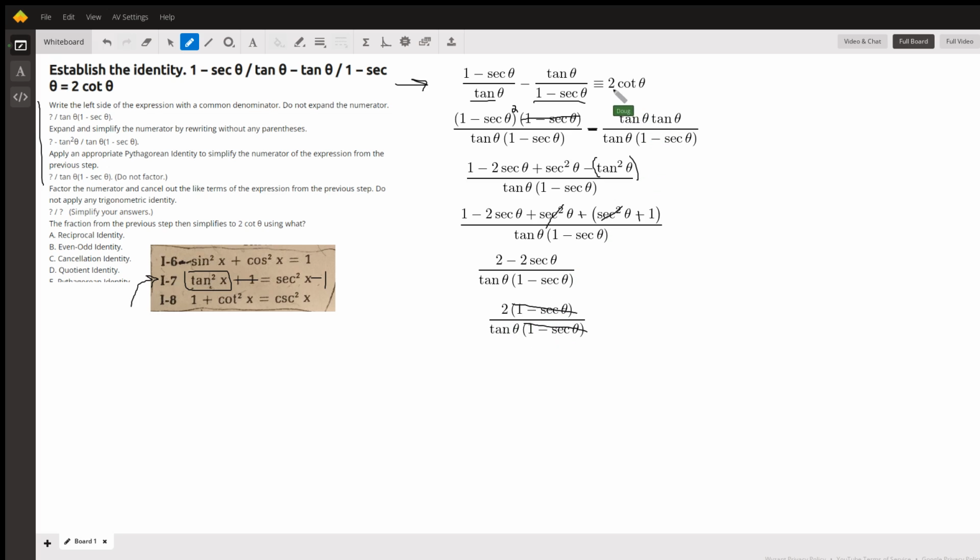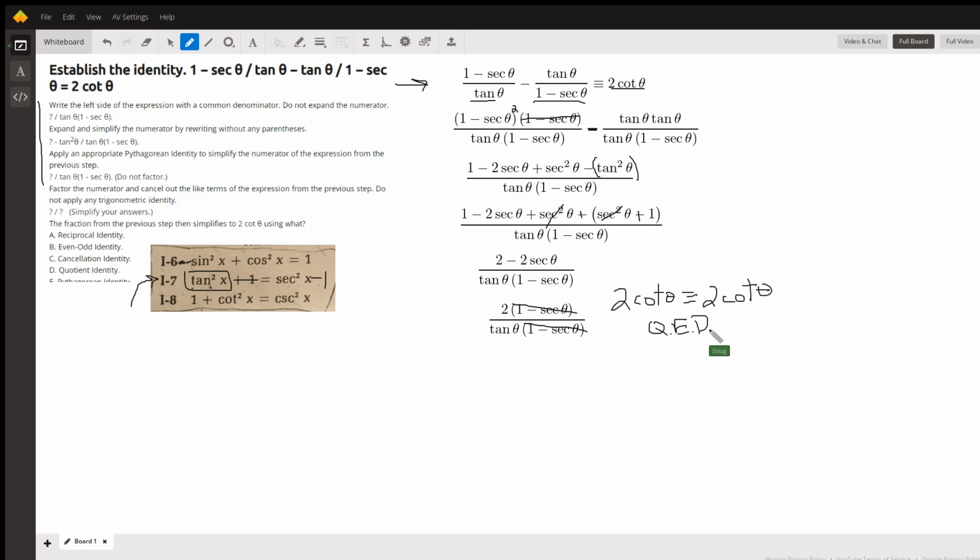We want it to look like this. So we're going to use a reciprocal identity. We're going to replace tangent theta with 1 over the cotangent of theta. And then if I perform that operation, 2 divided by 1 over the cotangent of theta is 2 cotangent of theta. And that's identical to what we started with on the right side. So QED.